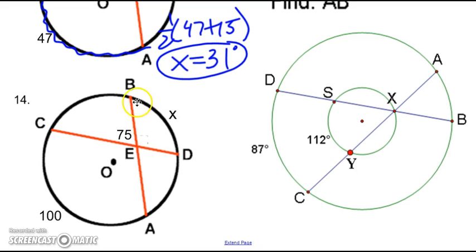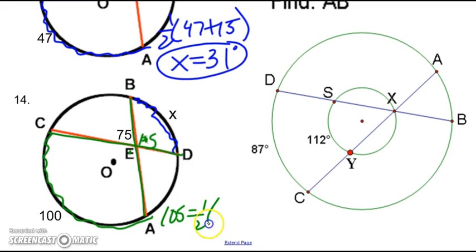Number 14. In this case, I'm solving for one of the arcs, so I'm looking for that arc of x. I have the other arc that it intersects opposite of it, which is 100. So what I really need are one of these two angles, which are 105 degrees. So then I can set 105 equal to 1/2 of 100 plus x. And find that x is 110 degrees.